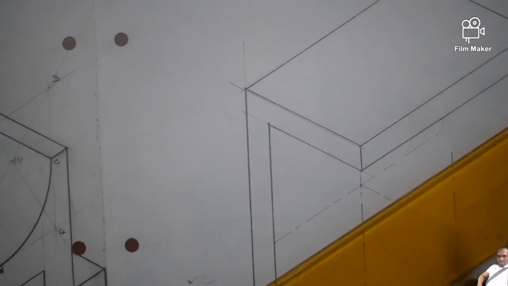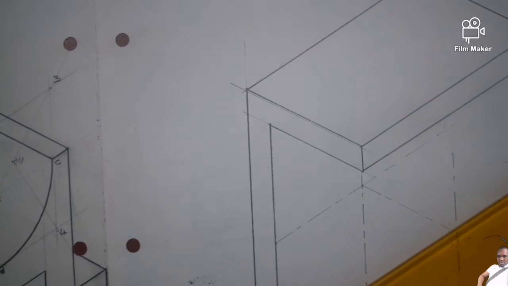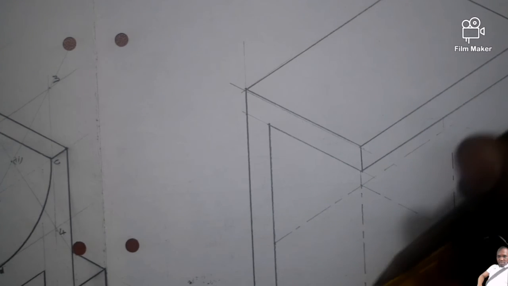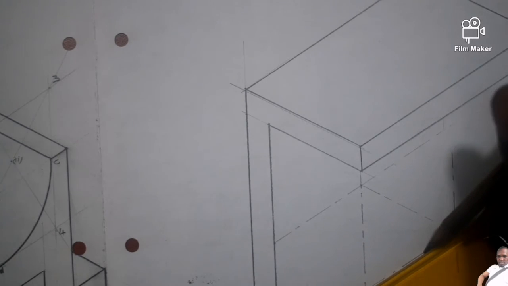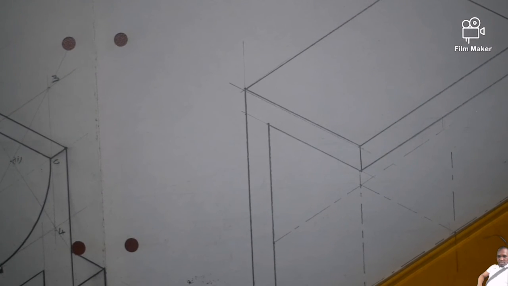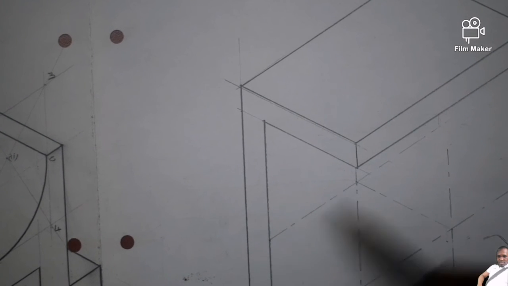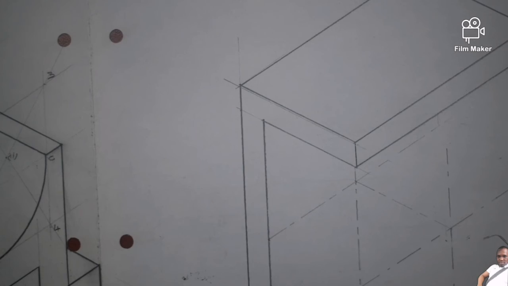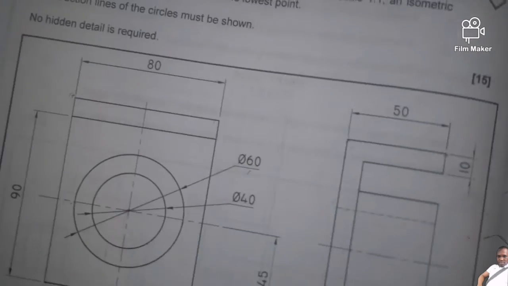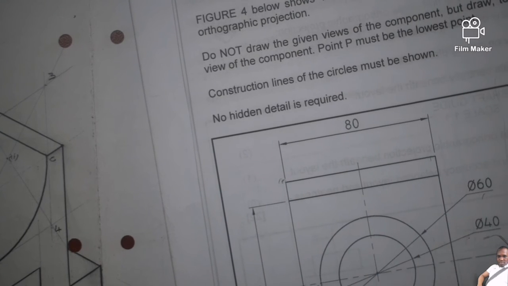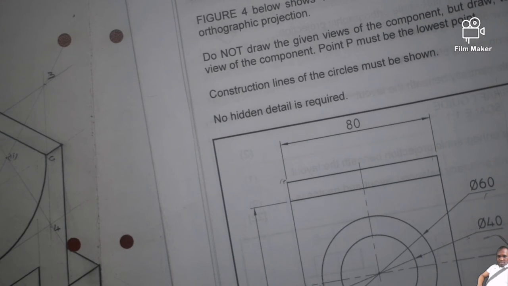So now I'll get the other center line. So from there, there you go. Right. So this center line is supposed to be parallel to this one as well. So what I'm going to do now, I'll start with the circle, which is diameter 60.